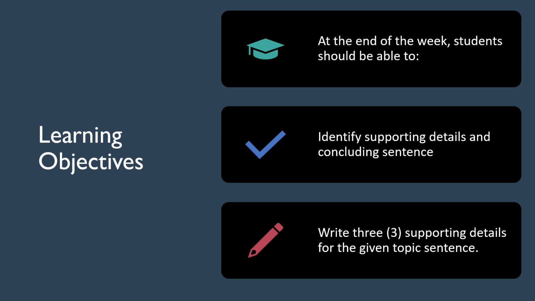Before we begin, these are the learning objectives for this week's lesson. At the end of the week, students should be able to identify supporting details and concluding sentence. Second, they need to write 3 supporting details for the given topic sentence.